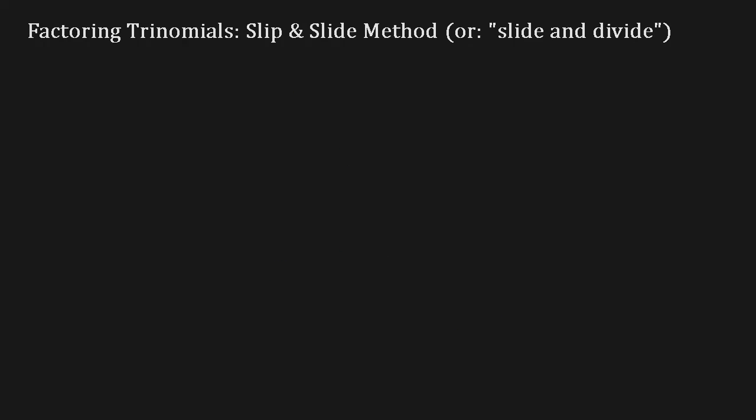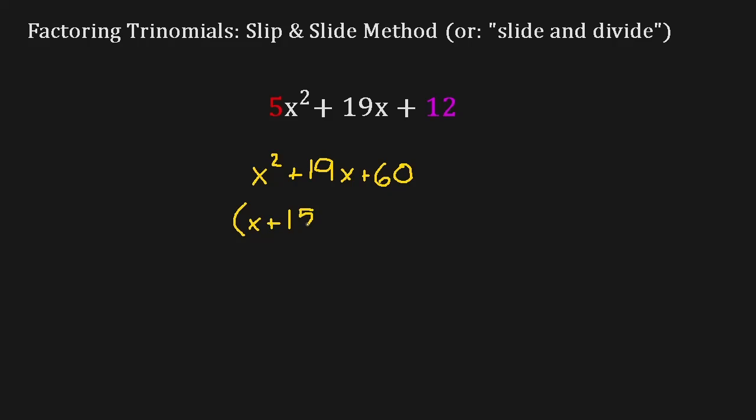For our second example, we will go over 5x squared plus 19x plus 12. So the leading coefficient here is 5, so we'll slide that over to 12 and make that into 60. So we have x squared plus 19x plus 60. Now we look for two numbers that add to 19 and multiply to 60. Well, 15 plus 4 is 19, and 15 times 4 is 60. So we'll have x plus 15 and x plus 4.